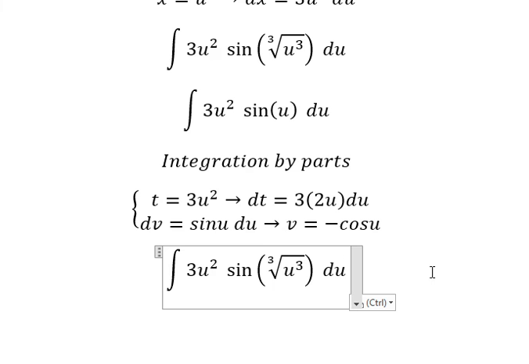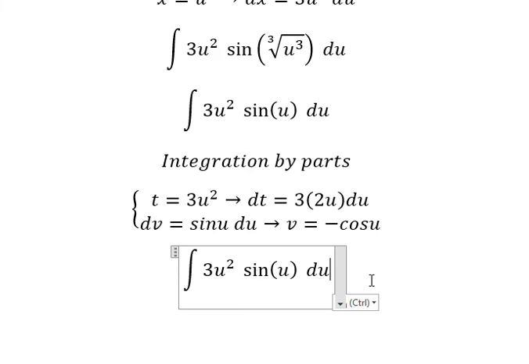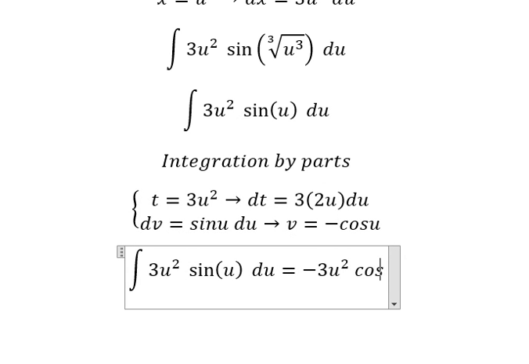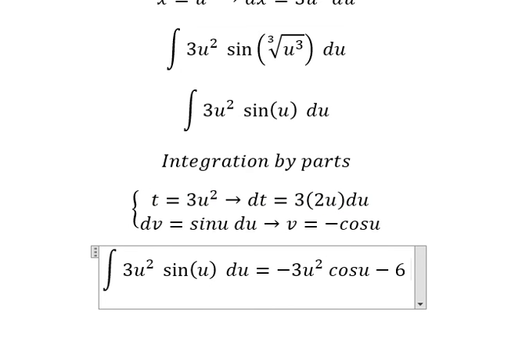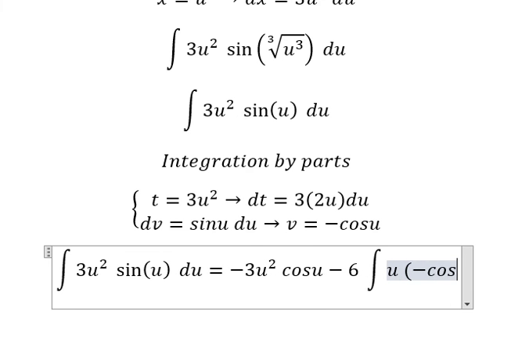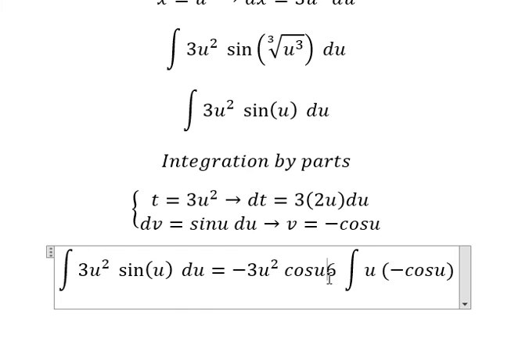So we have t multiplied by v, minus we have dt multiplied by v. So number 3 and number 2, we have number 6. And then we have the integration of u with negative cosine u. So negative and negative, we have positive.